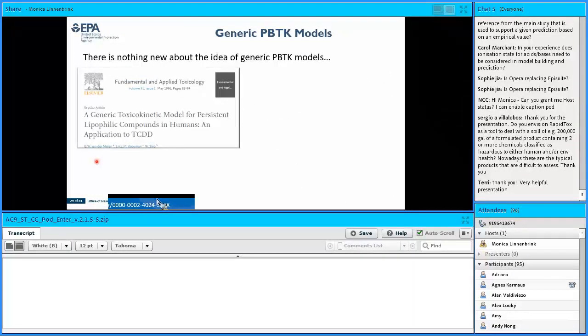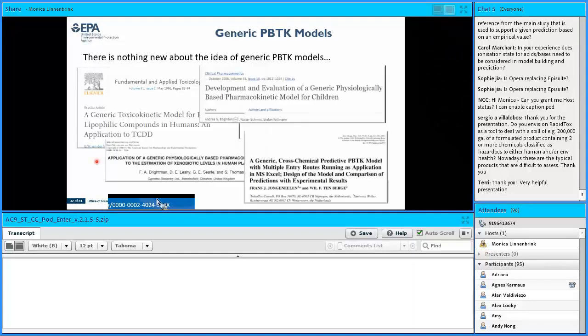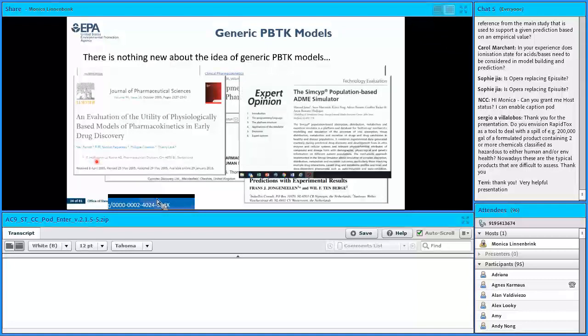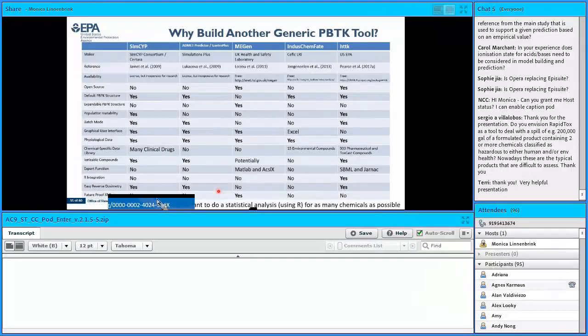There is absolutely nothing new about the idea of generic PBTK models. The first paper I could find, and I have not done an extensive search on this, goes all the way back to 1996. There's a generic model. There's certainly lots of others over the past 20 years. And then there's the big boys. There's Simulations Plus, there's GastroPlus. That's been available for, it seems like 15, 20 years now. And SimCYP, a population-based simulator. Both of these include a generic PBTK model that can be parameterized from high-throughput toxicokinetic data.